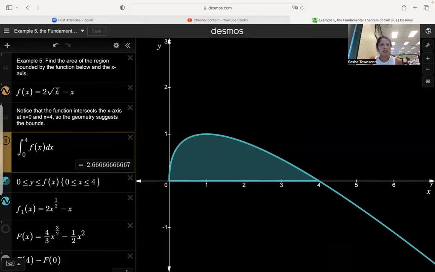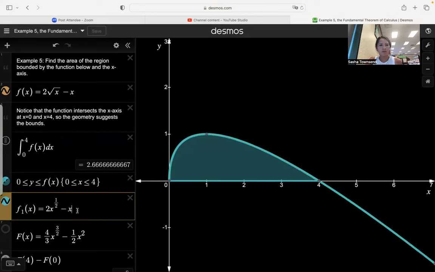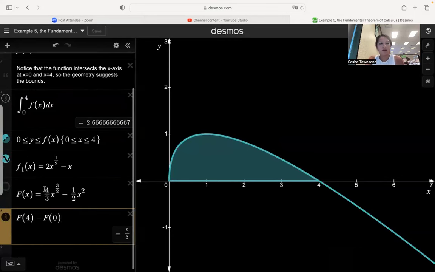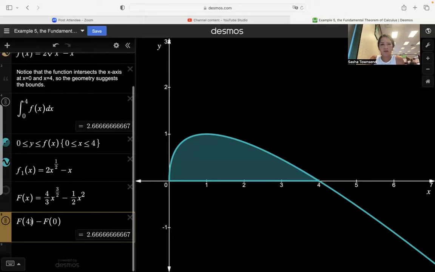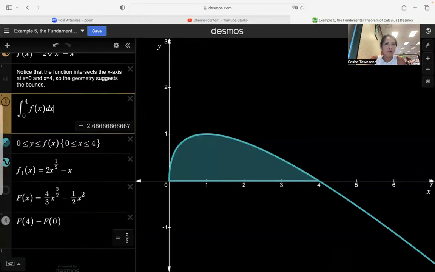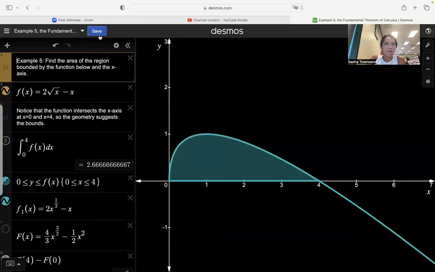So I rewrote the square root of x as x to the 1/2, and then I just use the power rule to compute the antiderivative. Bring the 2 down, add 1 to the exponent to get 3/2, divide by the new exponent. Dividing by 3/2 is multiplying by 2/3. 2 times 2/3 is 4/3. And then I use the power rule for the x to the first. Add 1 to the exponent to get x squared. Divide by the new exponent to get 1/2. Then you plug in 4, you plug in 0 and subtract, and you get 8/3, which is 2.67, or 2.6 repeating. That's exactly what we would expect. So that's how we would do that.